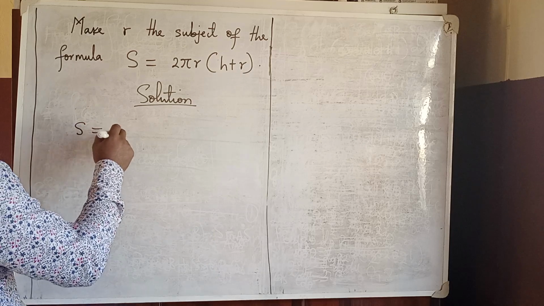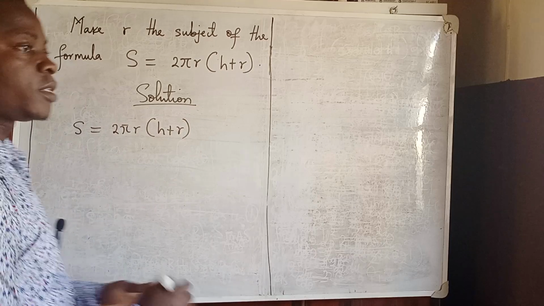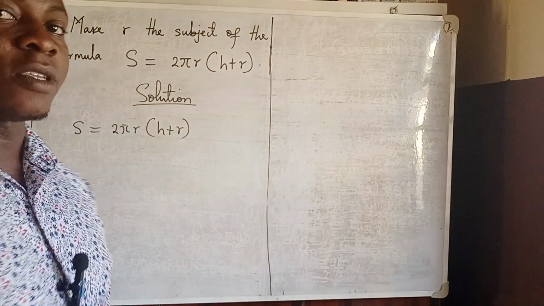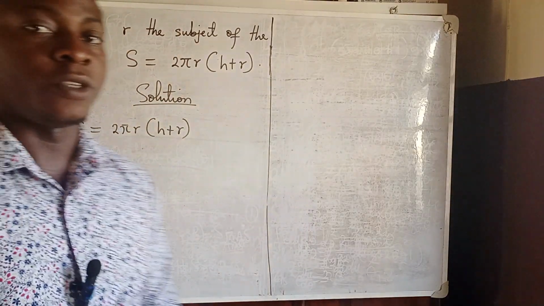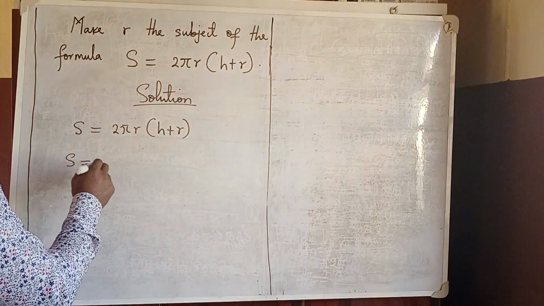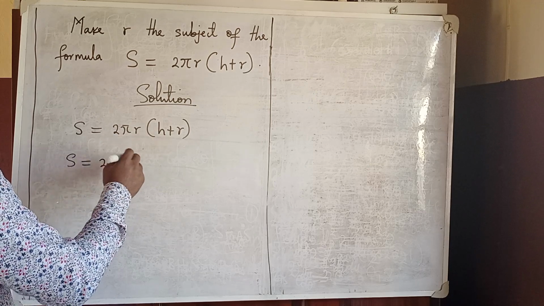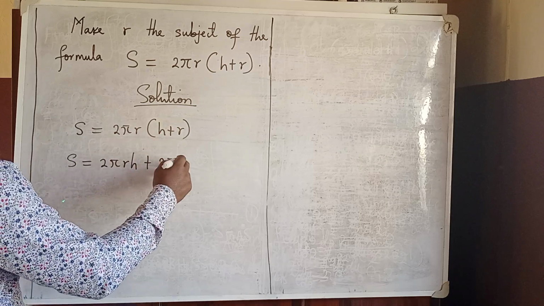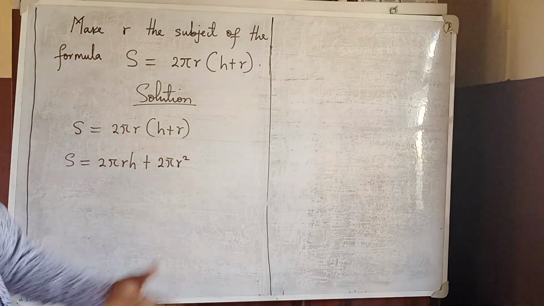S equals 2 pi r into h plus r. This is the total surface area of a closed cylinder. So in this case, we have to make r the subject of this formula. The first thing we are going to do is open the brackets. So we have S equals 2 pi r times h, that will be 2 pi r h, plus 2 pi r times r, that will be 2 pi r squared. You know, r times r will be r squared.